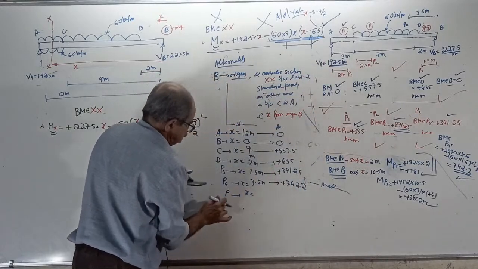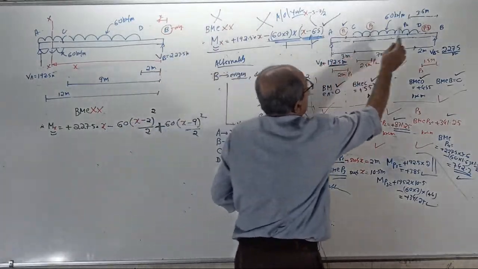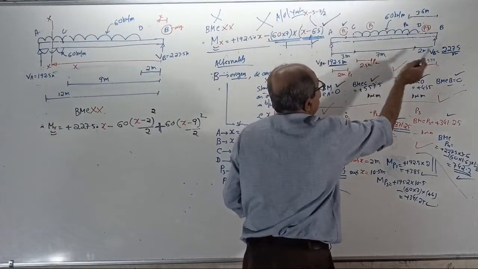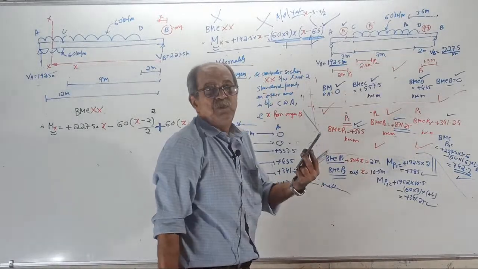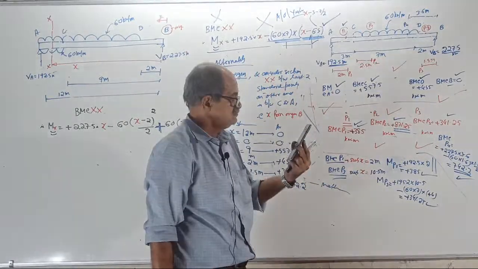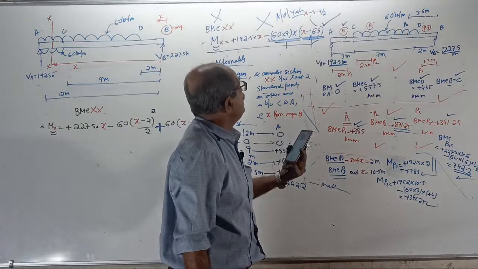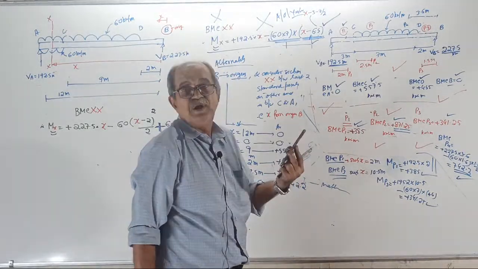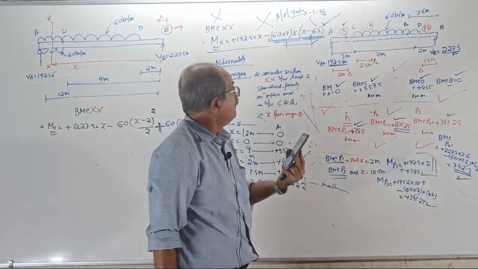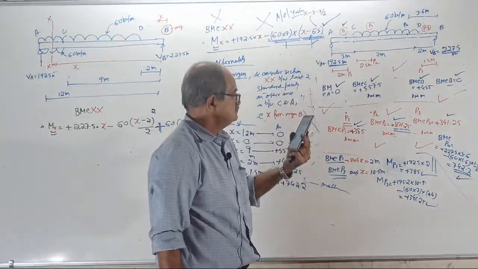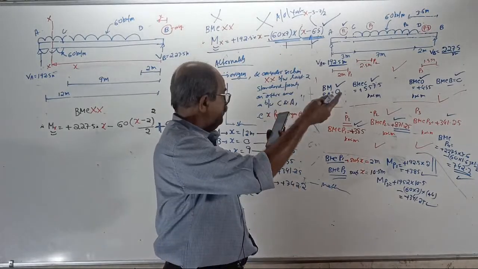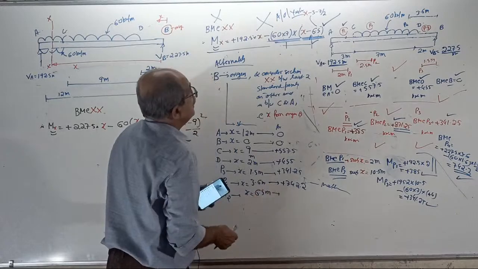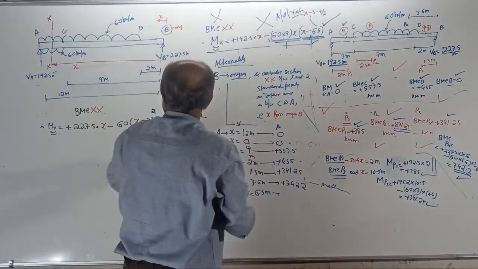Then, to get bending moment at P2, substitute X equal to from here. This is 2 plus 2.5, 5.5. To get BM at P2, put X equal to 6.5 meter. I am calculating. P2. How much X2? That is 2.